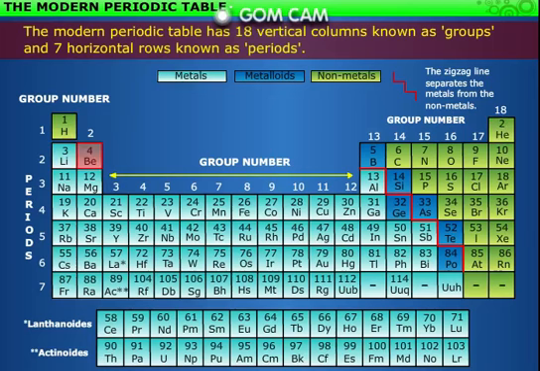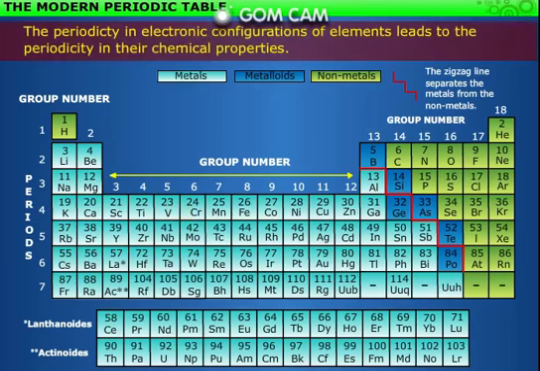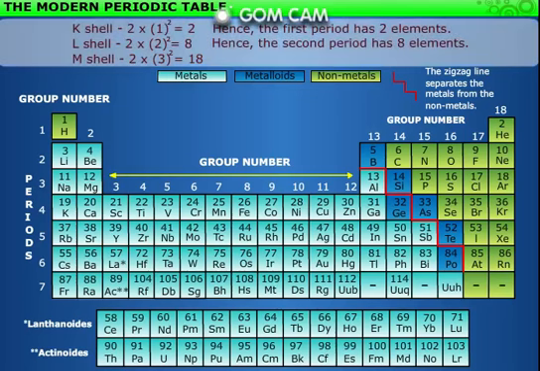When elements are arranged according to the increasing atomic number, there is a periodicity in the electronic configuration of elements. The periodicity in electronic configurations of elements leads to the periodicity in their chemical properties. The number of elements in a period is fixed by the maximum number of electrons which can be accommodated in the various shells of an atom.